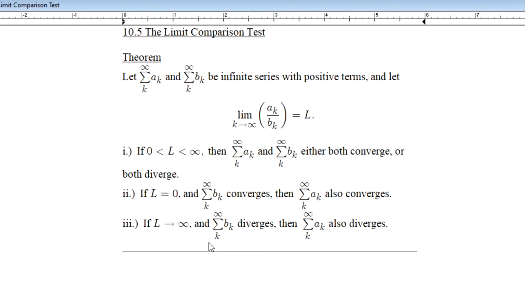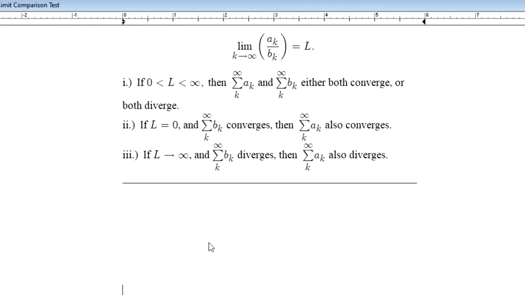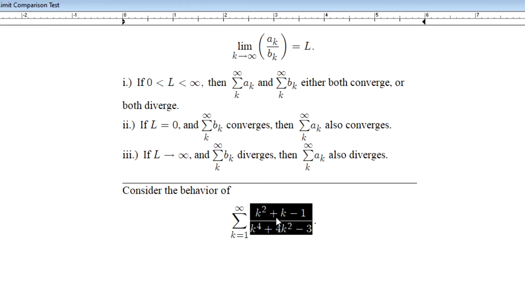And the way it plays out is in terms of figuring out your known series, because that is really sometimes the struggle that students have here. It's a lot like the comparison test. If we look at an example, we might consider the behavior of this infinite series: k squared plus k minus 1 over the quantity k to the fourth plus 4k squared minus 3. What we're going to consider comparing this series to is a known series. Where I'm going to derive this known series from is by simplifying the behavior that I see happening in the given series.